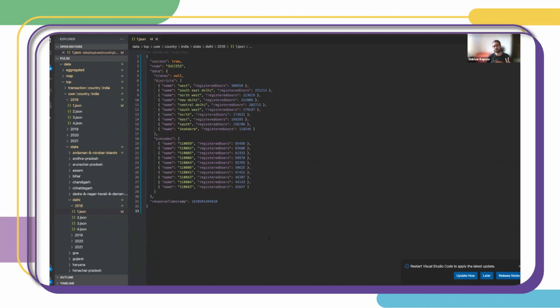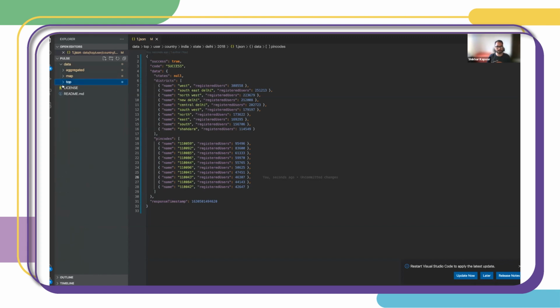So there are two things that we show inside the user cut: inside the state cut, you see all the districts and you see the top 10 districts. In fact, you see the top 10 pin codes also. So at a high level, this is what we have. What we'll do is we'll open this conversation for questions after we're done with this presentation.